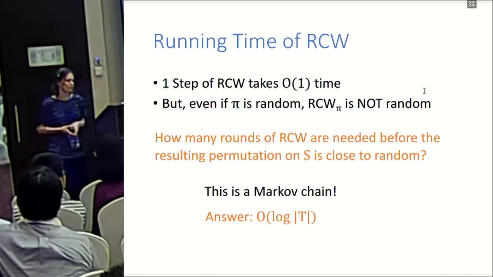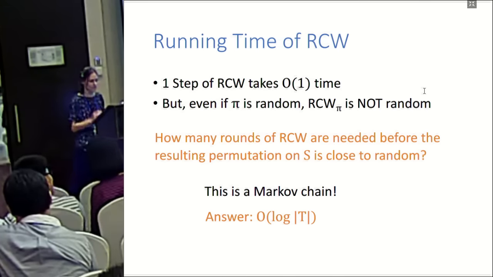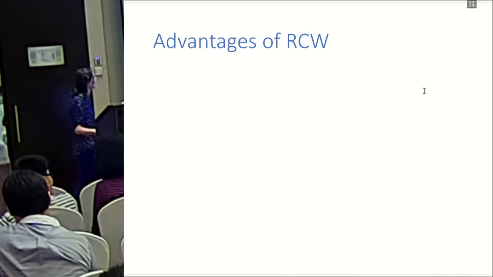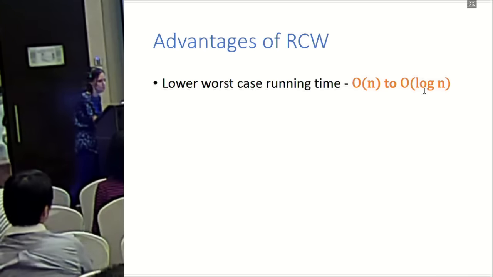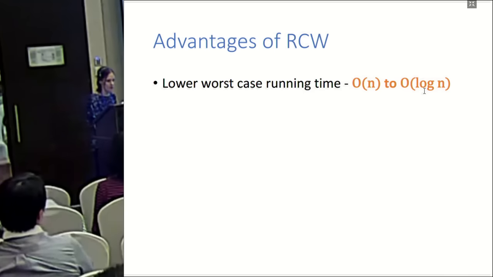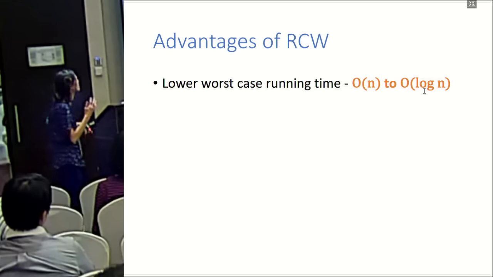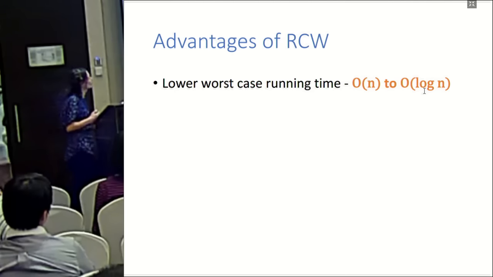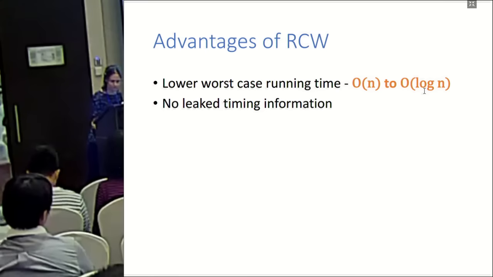And it turns out the answer is logarithmic in the size of T. So this is going to get us an improvement in the running time. OK, so what are the advantages of this algorithm? We have an improvement in the worst case running time from O of... all right, now I'm switching to Markov chain community, so N is the size of T here. So we go from linear to logarithmic in this worst case.